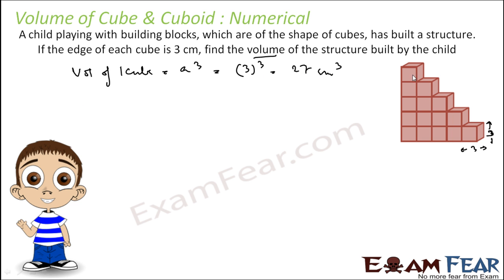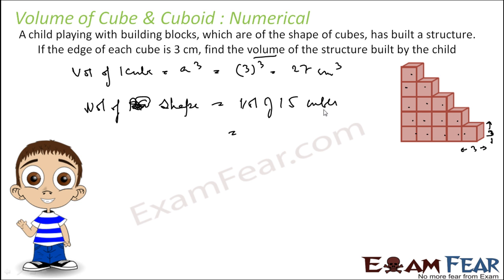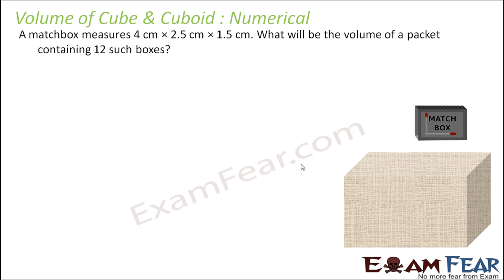How many cubes? 1, 2, 3, 4, 5, 6, 7, 8, 9, 10, 11, 12, 13, 14, 15. 15 cubes. So the volume of the shape or structure is nothing but the volume of 15 cubes. And that is nothing but 15 into 27 centimeter cube, that is 405 centimeter cube. So 405 centimeter cube is the total volume of the structure. Okay, let's take one more numerical.